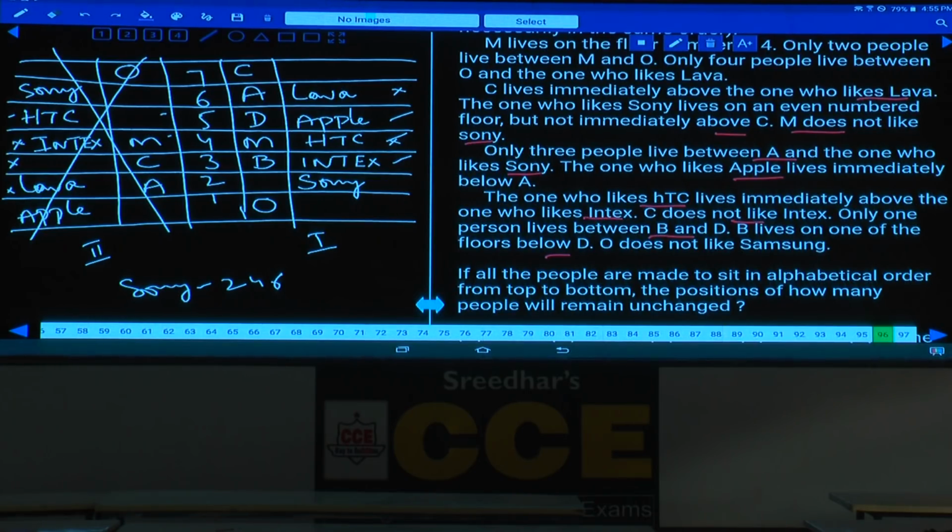O does not like Samsung and C likes Samsung. If C likes Samsung, then who is the person left over here? A, B, C, D and M and O. M, O, N is the person. And whatever this one, Samsung, Lava, Apple, HDC, Intex, Sony and Micromax. And the person who likes Micromax must be on floor number 1.